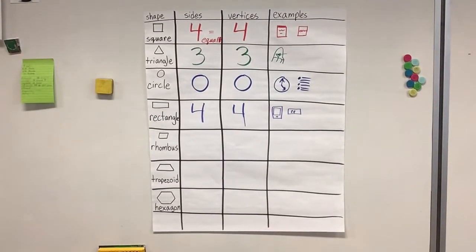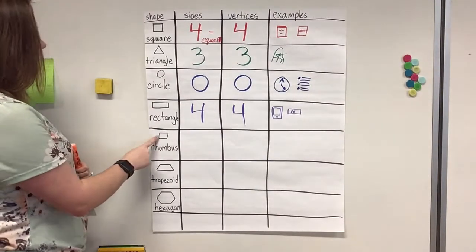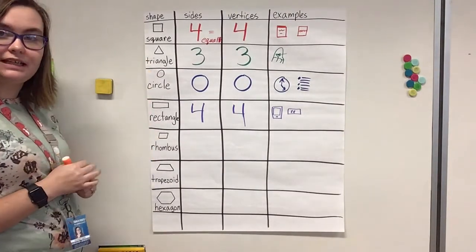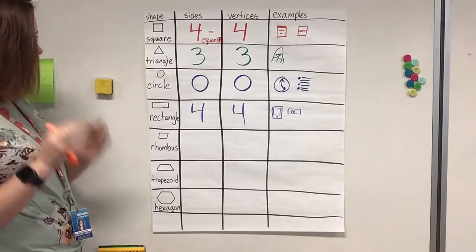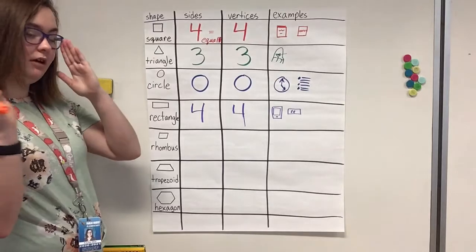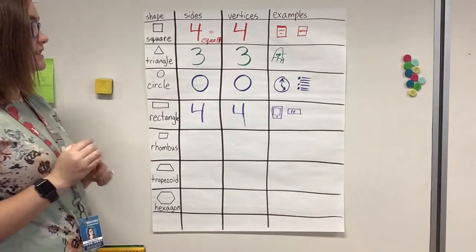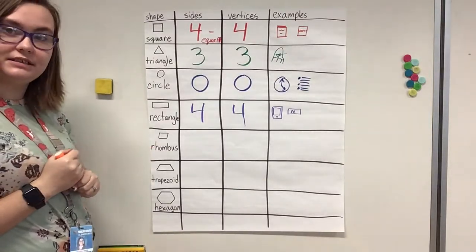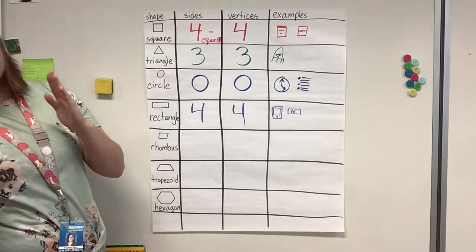Next, we're going to work on our rhombus. This is a very fun word to say. Can you say that word with me? Rhombus. So a rhombus is very similar to the square. It has to have all the sides the same length. But unlike the square, it's kind of tilted. So a rhombus is similar to the square. All the sides are the same length, but it's a tilted square.